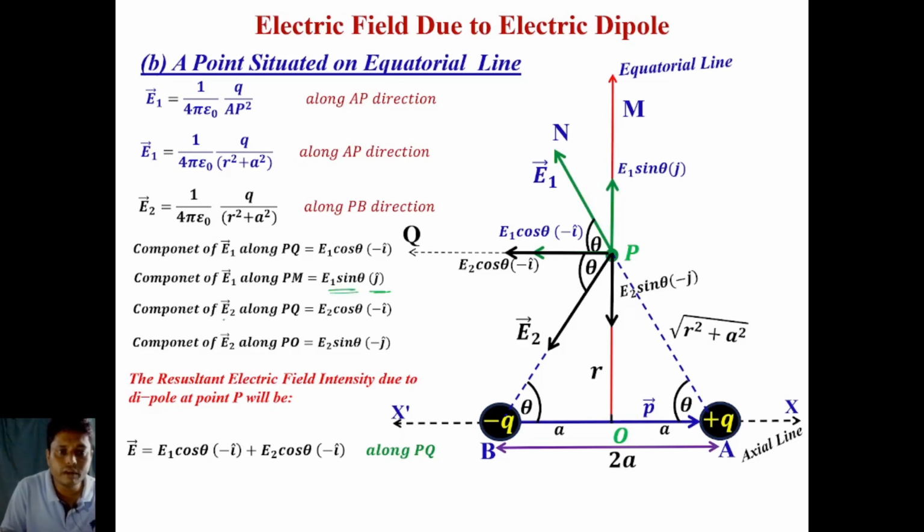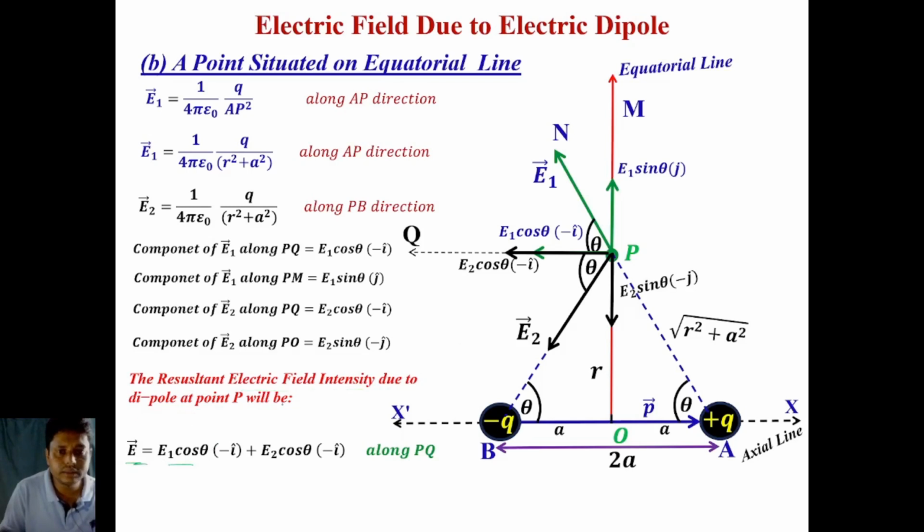Likewise, component of E2 along PQ direction will be E2 cos theta minus i cap, and along PO direction, E2 sin theta minus j cap. So, these are the four components acting at the point P, and what will the resultant intensity? The resultant electric field intensity due to the dipole at point P will be how much?